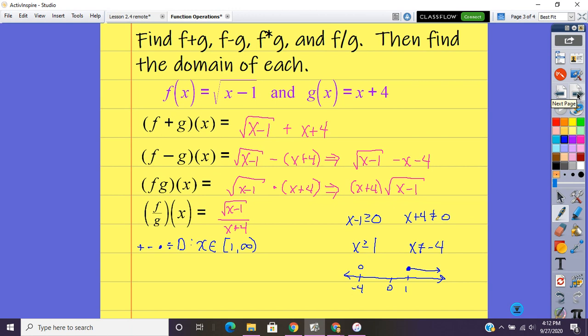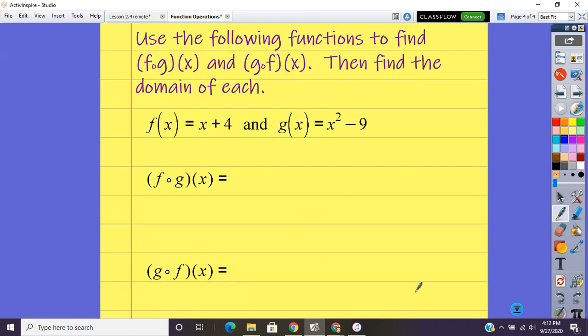The next part is the composition of functions. This one gets a little bit trickier while you're trying to figure this out. What we have here, it looks like f o g and g o f, but really how you say this is f composite g and g composite f. Another way to write this might be f of g of x, and this one would be g of f of x.